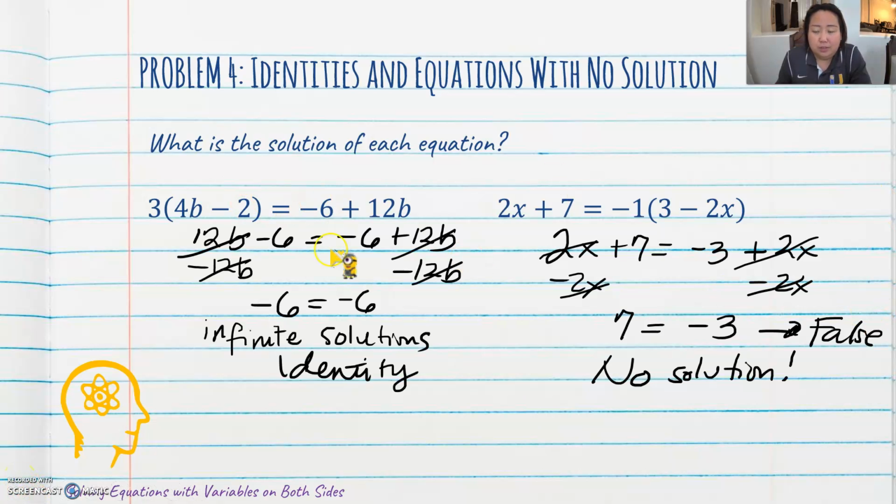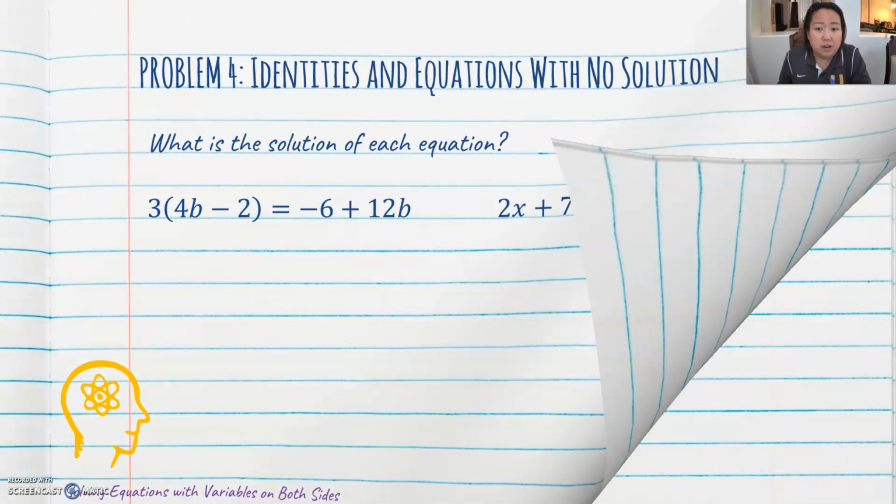So if you work out these two equations here, you will see that the first here, the left side equation, will have infinitely many solutions. It's going to be an identity ending up with a negative 6 equal to negative 6. While the right side equation here, as you can see, you will end up having a positive 7 equals to negative 3, which is a false statement, and so there's no solution, okay?